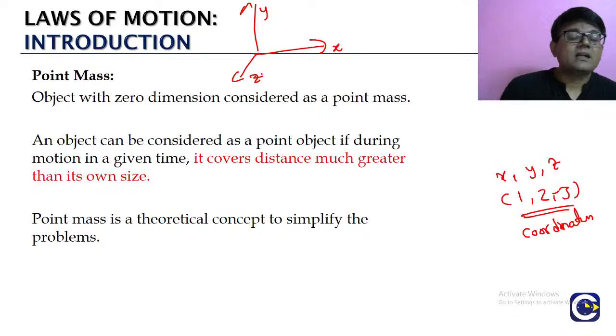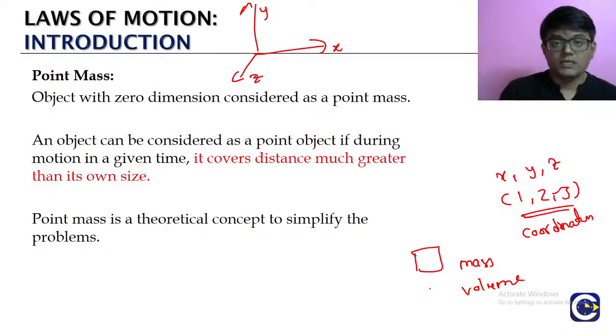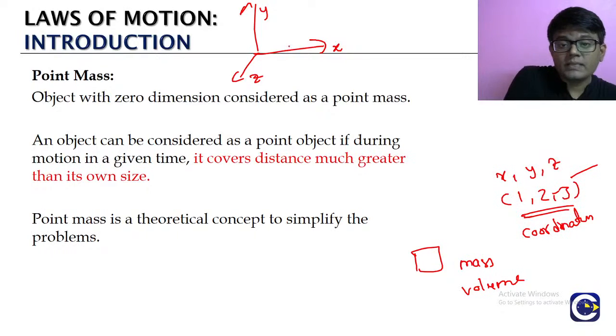But think about it. Any object, when we say it has mass, will definitely occupy some volume, isn't it? Because any object having mass means it will occupy volume. If it is occupying volume, how can we say that the object is located at 1, 2, 3, because 1, 2, 3 represents what?